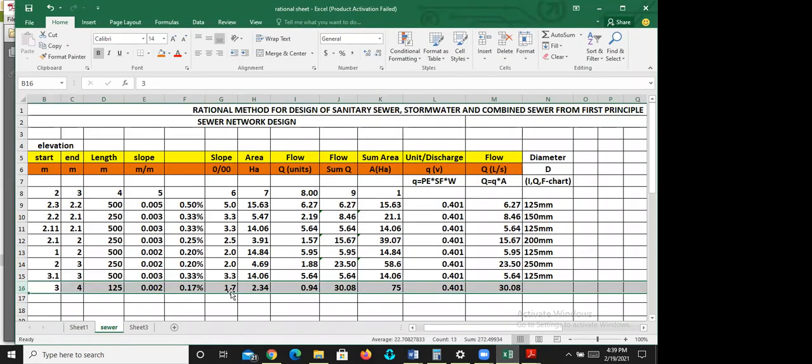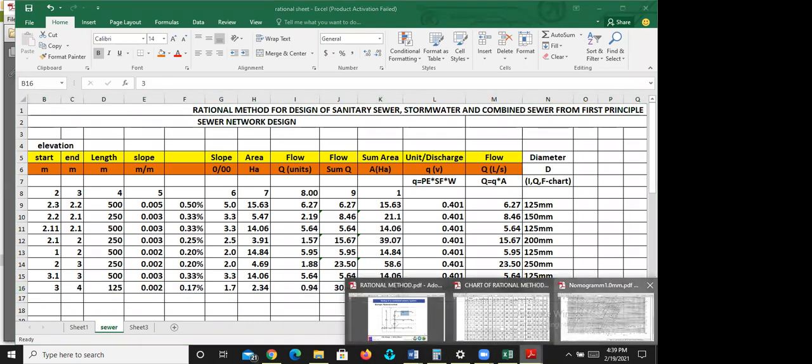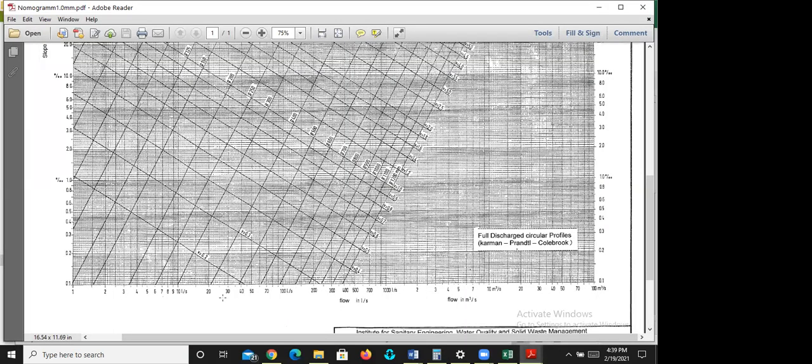Slope is 1.7, or let's say 2. 30 against 2. Somewhere here is the 300 mm pipe.